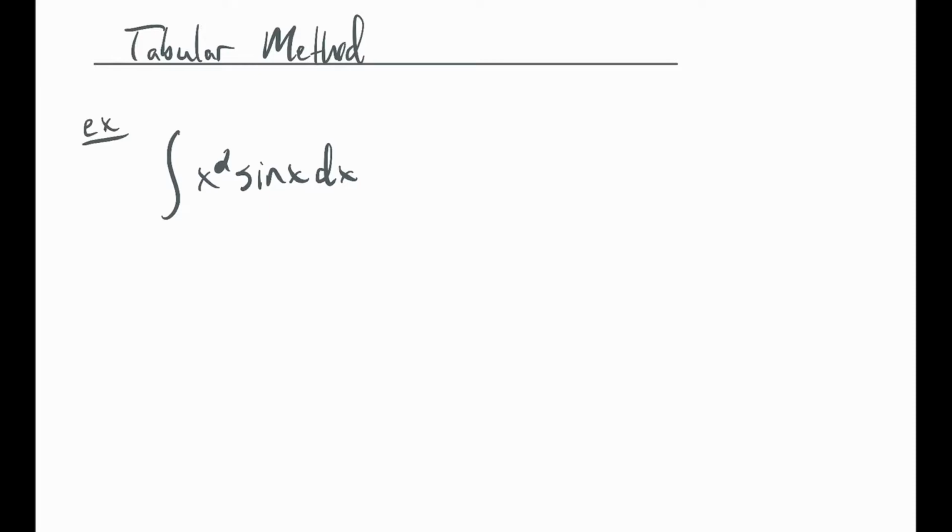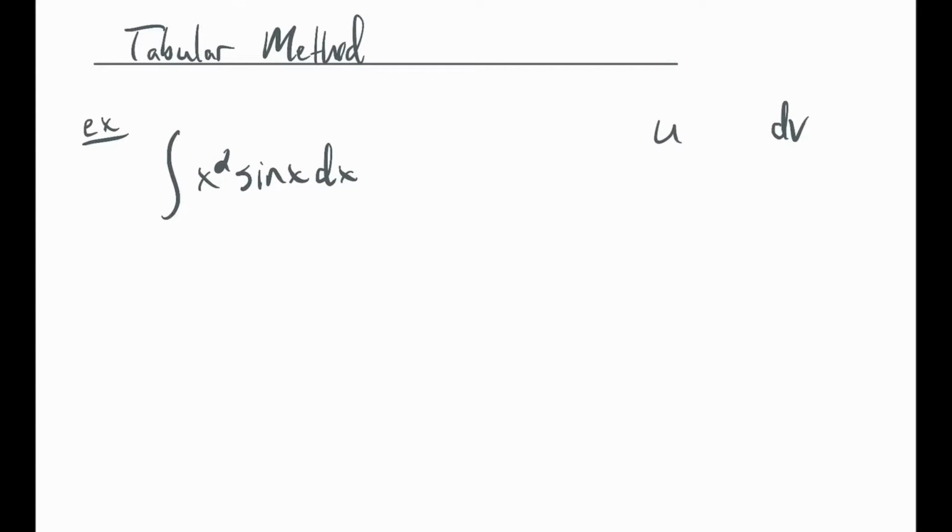Okay, so let's do an example using what's called the tabular method. Basically, I'm going to make two columns for u and for dv. And this is a little bit misleading. We're not going to have to deal with differentials directly. But that's the way I usually write it.